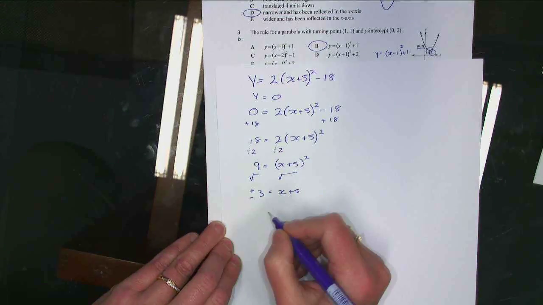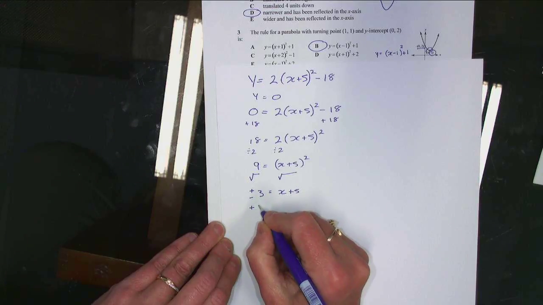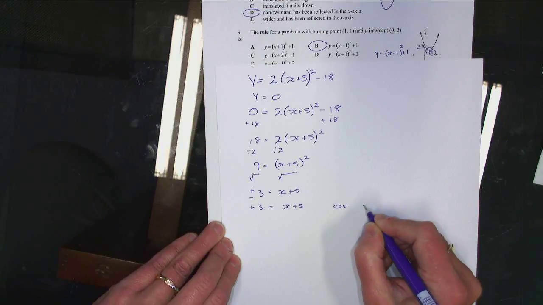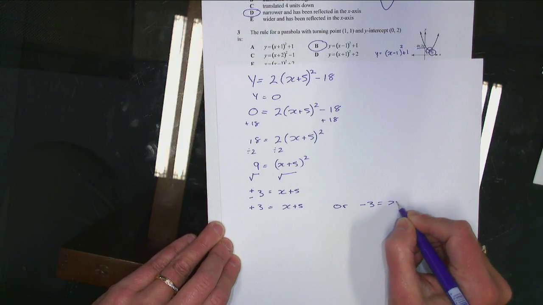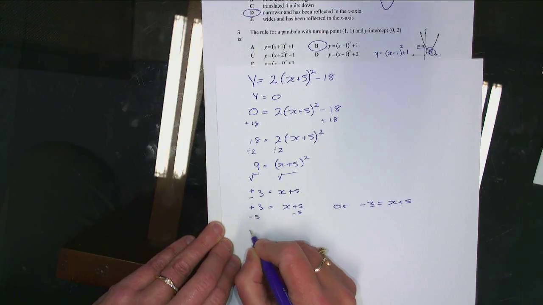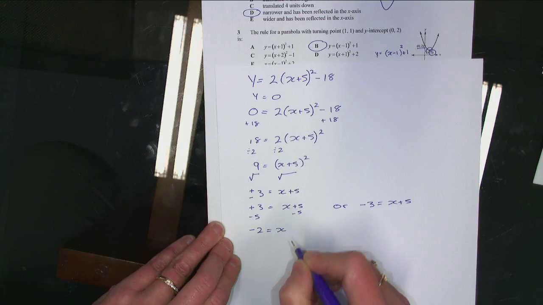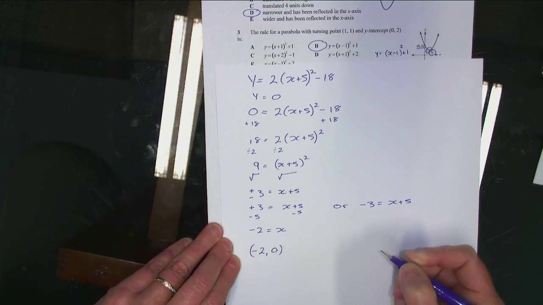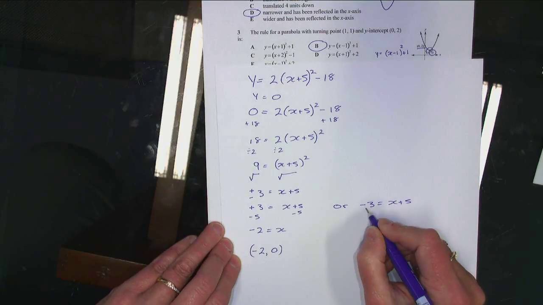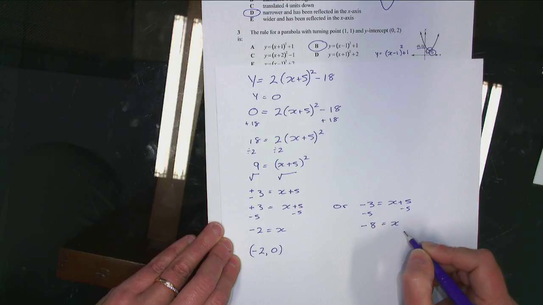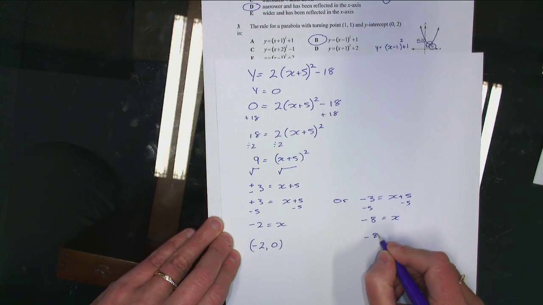So we can divide our equation into two parts. Let's start with plus 3 equals x plus 5, and then we'll look at minus 3 equals x plus 5. We minus 5 from both sides, so minus 2 equals x. So this is one of our points: minus 2, and y equals 0. And over here, with minus 3, we minus 5 from both sides, and now we have minus 8 equals x. So we have the point (-8, 0).